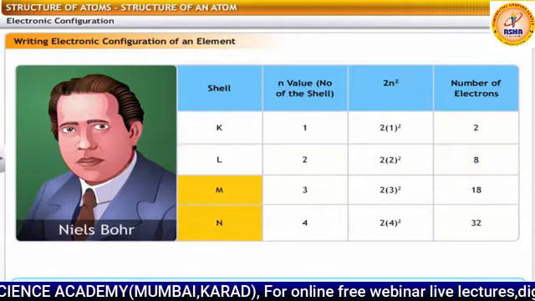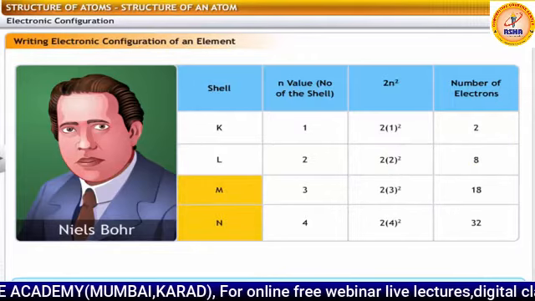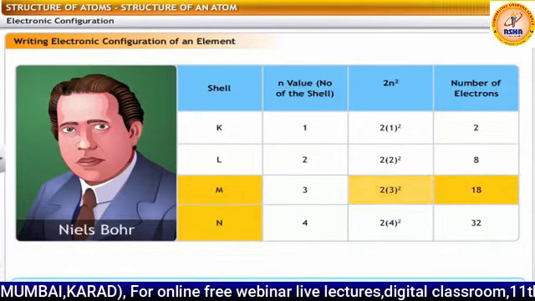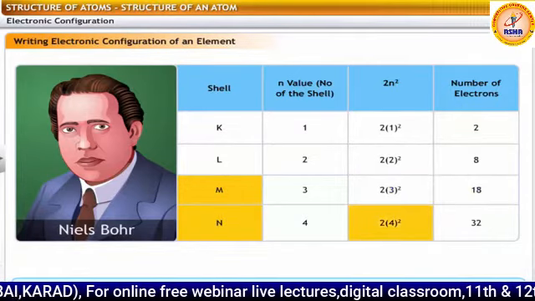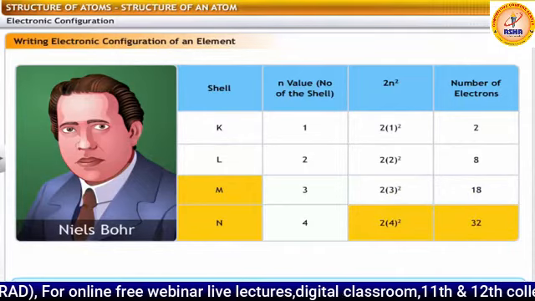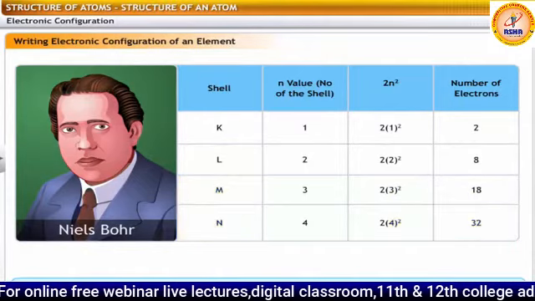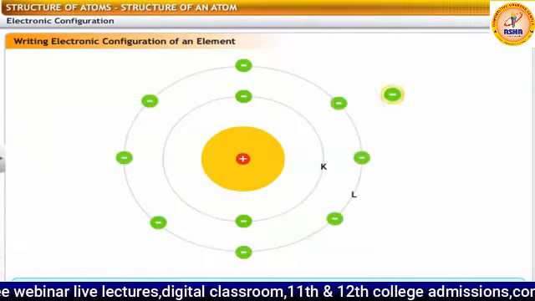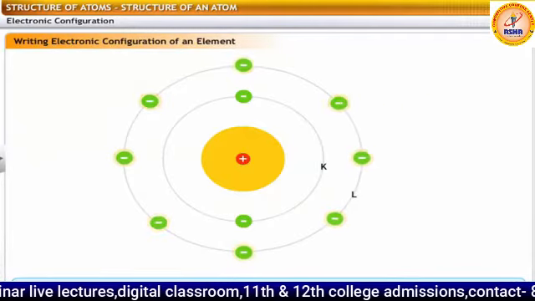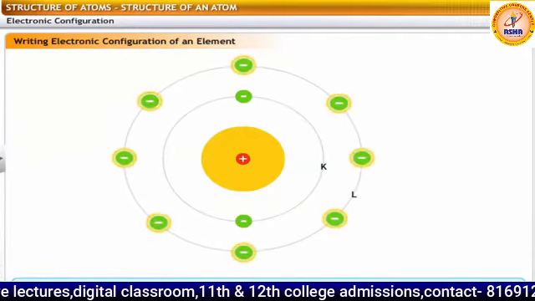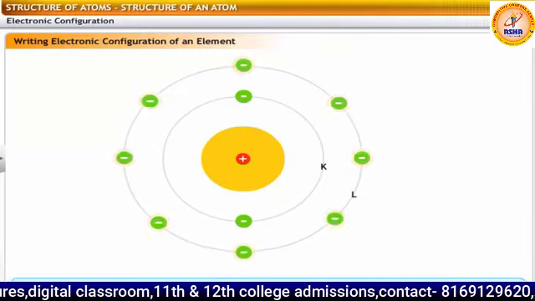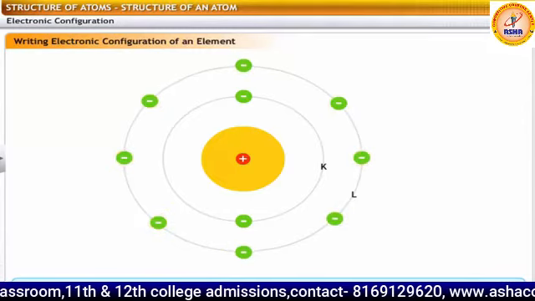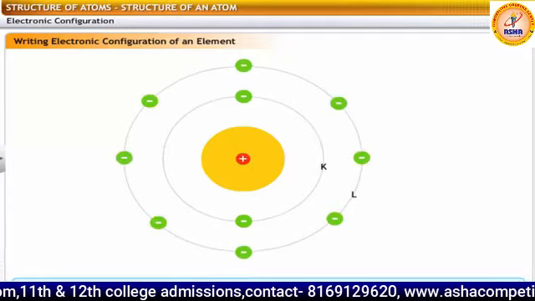Similarly, for M and N shells, the maximum number of electrons that can be accommodated are 2 multiplied by 3 to the power of 2 equals 18 and 2 multiplied by 4 to the power of 2 equals 32 respectively. During the arrangement of electrons in the shells, the outermost shell of an atom cannot accommodate more than 8 electrons even if it has the capacity to accommodate more electrons. Generally, the outermost shell of an atom can have a maximum of 8 electrons only, even though it has the capacity to accommodate 18 electrons.